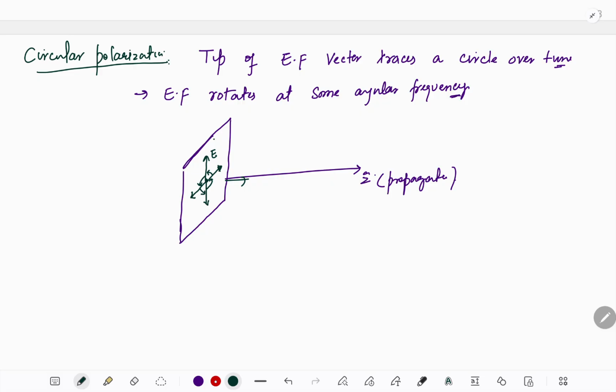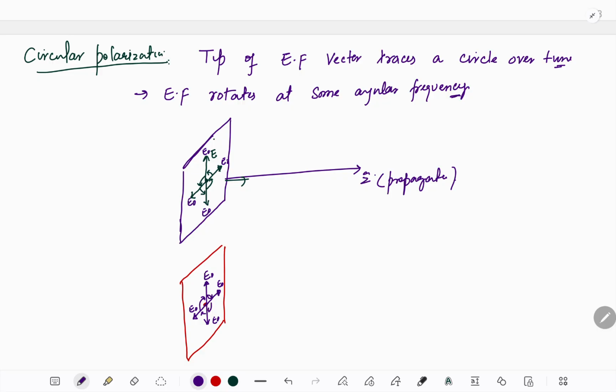Anti-clockwise direction. Or what it can do is go like this. First it was in the positive x-axis direction, then it will go to the negative y-axis, then it comes down to the negative x-axis, then it comes to the positive y-axis. So it will go like this. But yes, this E naught will be there always. There is no magnitude difference. The tip would always have the maximum value E naught.